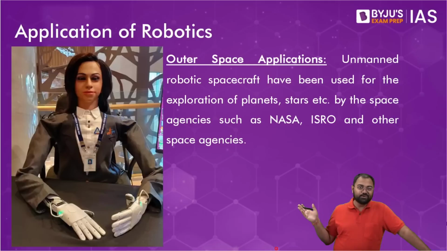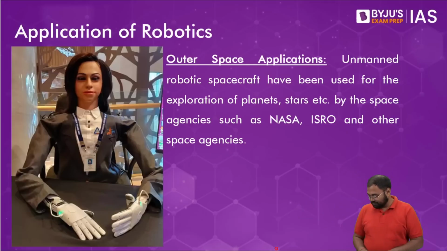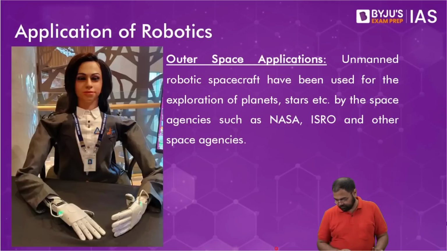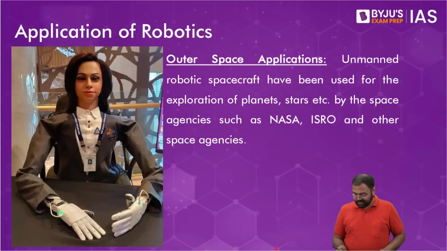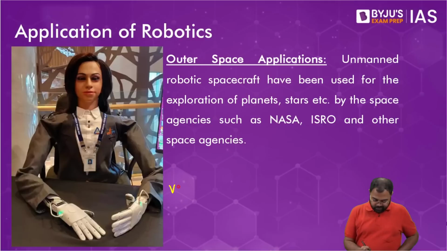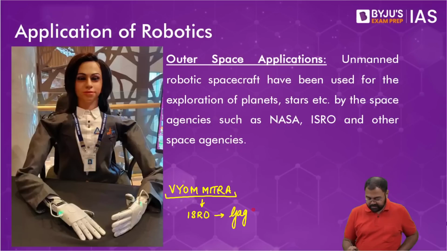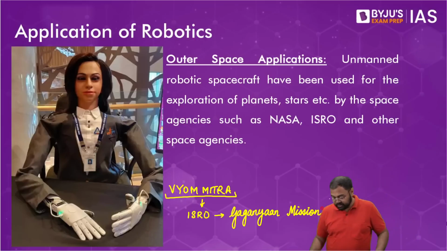Can you name this robot? Do you know the name of this robot? Many of you are writing Sophia, but it's not Sophia. Correct answer, as a lot of you have written. This is Vyomitra. This is a robot that has been made by ISRO, and it is supposed to be a part of our Gaganyaan mission.